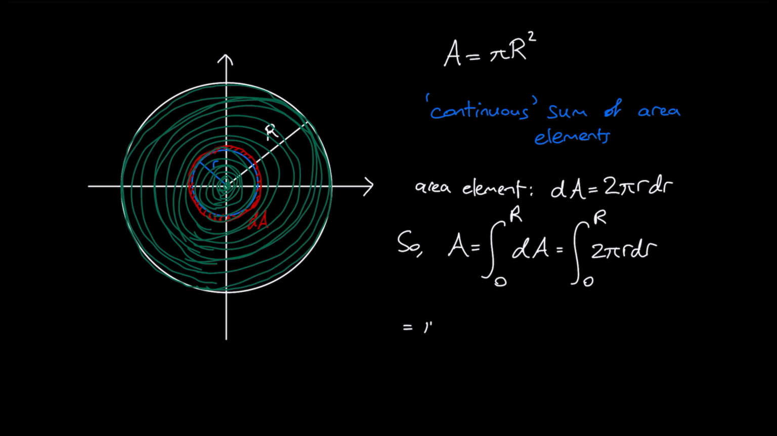We can pull out that factor of pi, and we know that integrating 2r will give us r squared, and that is from 0 to capital R, so we get pi capital R squared. So the area of a circle is pi capital R squared. That's a circle of radius capital R.